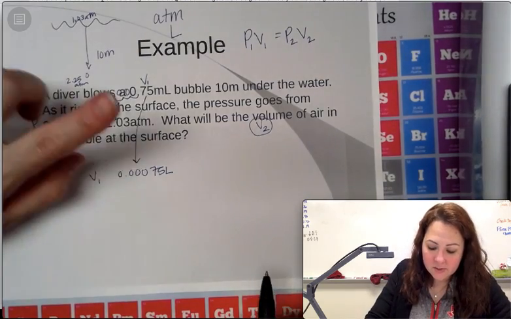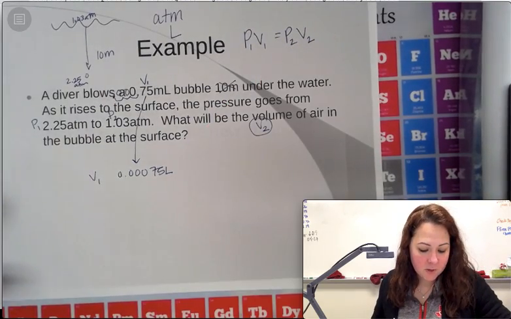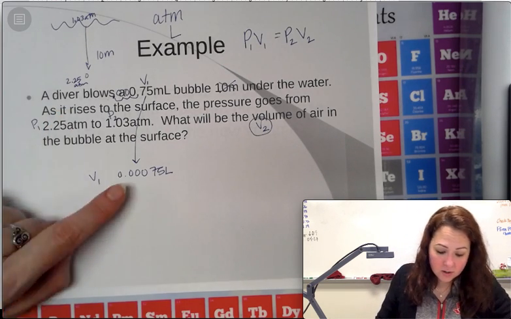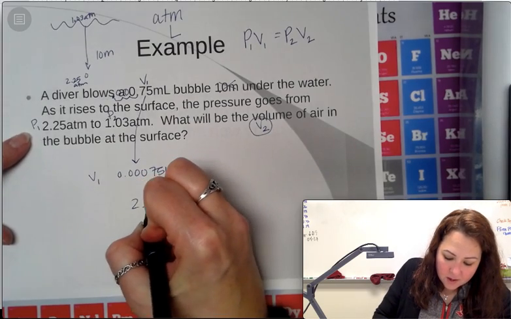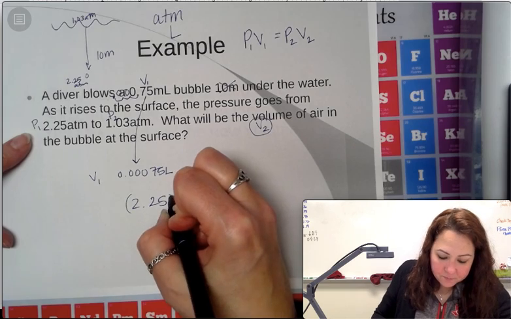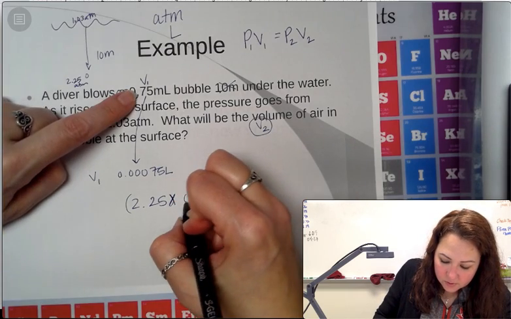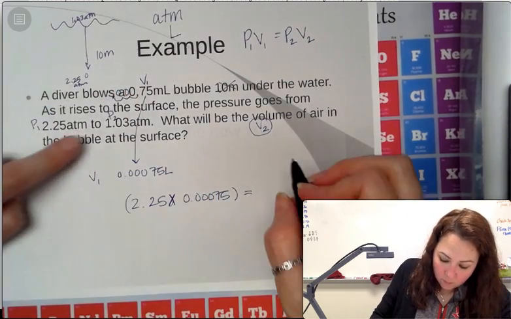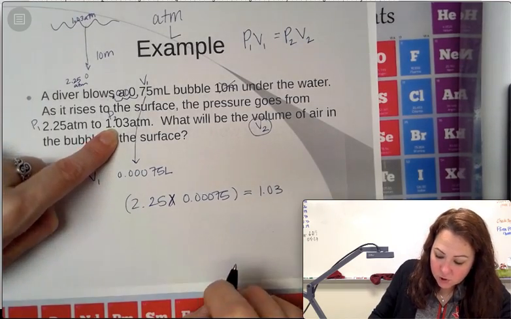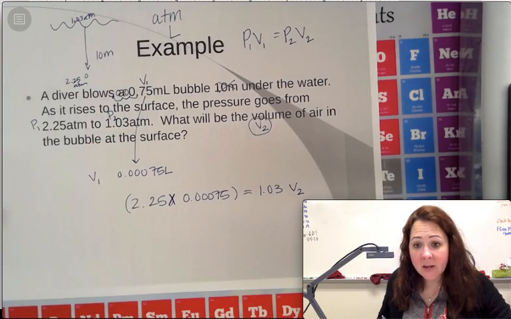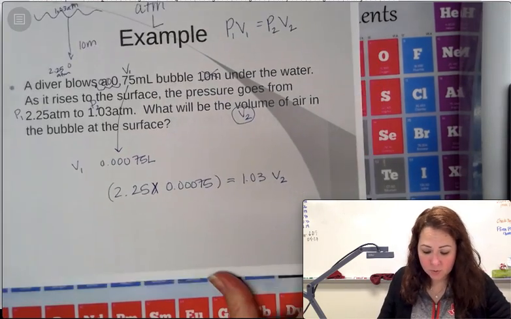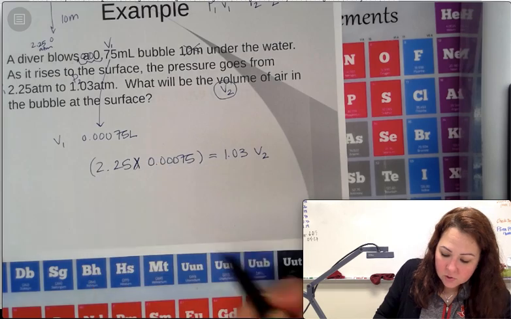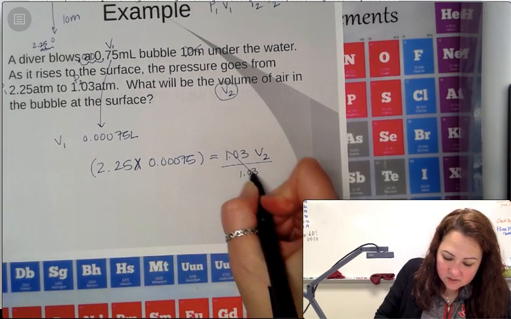I'm just going to rewrite it down here just so I have it handy for me. I don't need the 10 meters because that just tells me extra information. I have P1, I have P2, and I'm solving for V2. So all I have to do is plug it into my equation. So P1, 2.25, times V1, 0.00075, is equal to P2 times V2, which I don't know. So to get my answer here, I passed my 7th grade algebra skills. So to get V2 all by itself, I have to divide to bring it over. So I'm going to divide this side by 1.03, and I'm going to divide this side by 1.03.